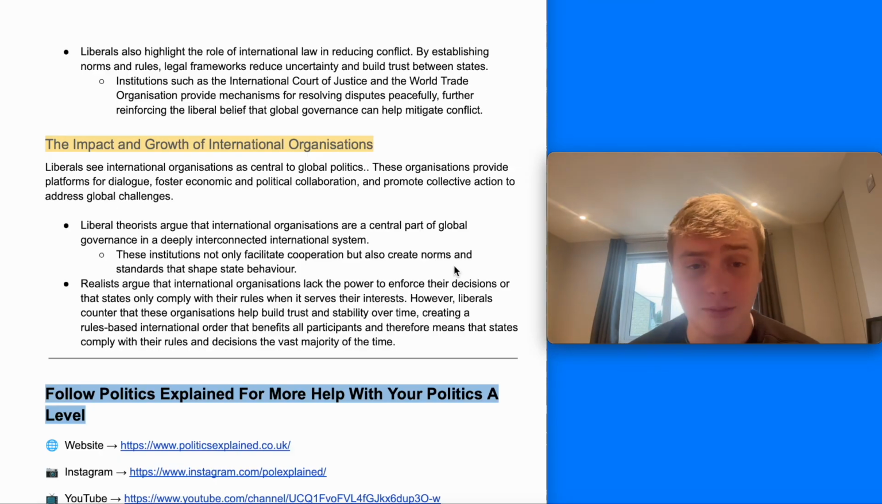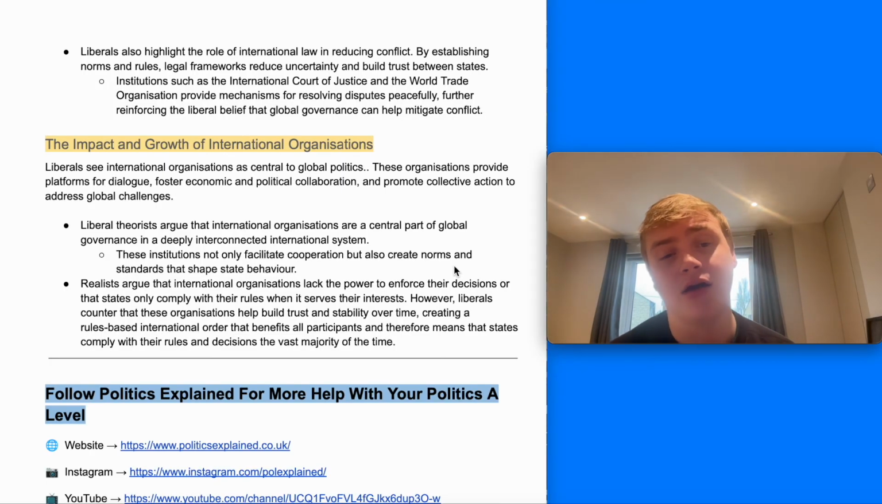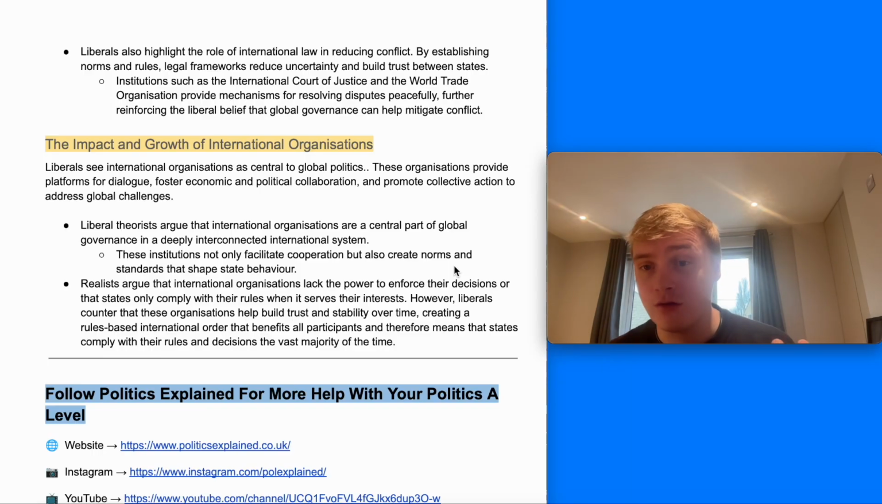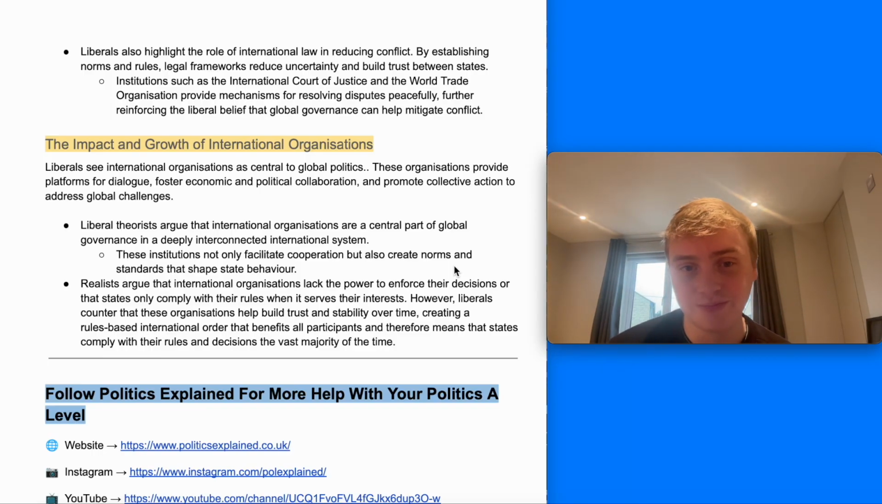Realists argue that they lack the power to enforce decisions and that states comply with their rules only when it serves their interests, but liberals counter this and argue that these organisations build trust and stability over time and create a rules-based international order where all states largely follow the rules and are incentivised to do so.